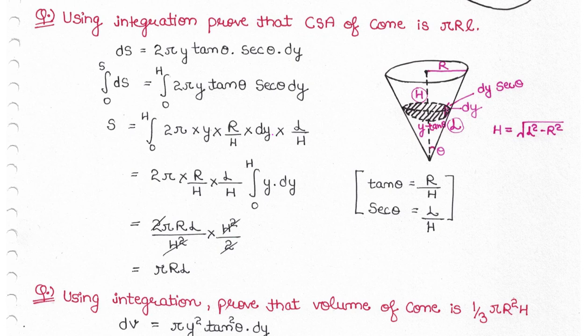Now using integration, we can find the CSA of a cone is pi r l, that is curved surface area. So from the figure you can see dS is equal to 2 pi y tan theta sec theta dy. Okay, and that is the integral from 0 to S of dS is equal to the integral from 0 to h, where h is the height, of 2 pi y tan theta sec theta dy. So using some small steps, we can find S is equal to pi r l.